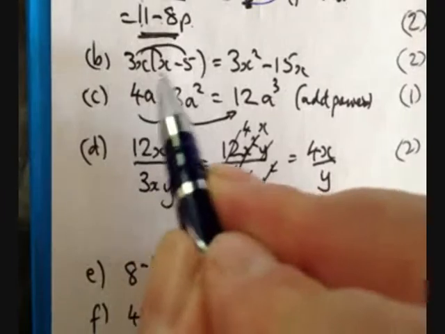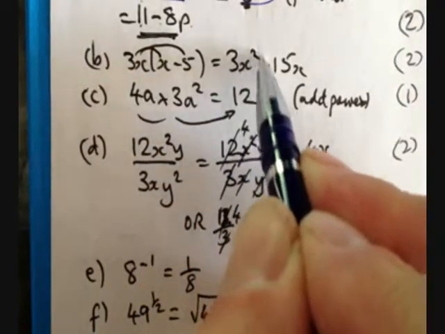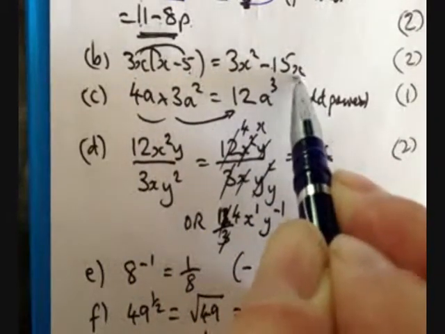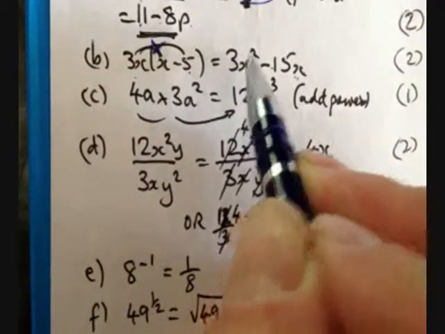Next one. We have here 3x, x minus 5. 3x times x is 3x squared. Don't forget the squared. 3x times 5, minus 15. Don't forget the x here. This is the important thing. Remember, you're still timesing at this point.